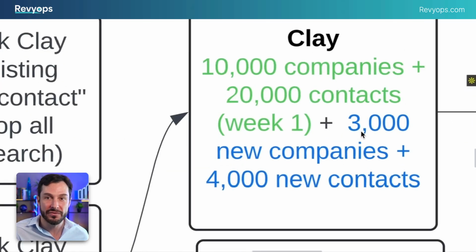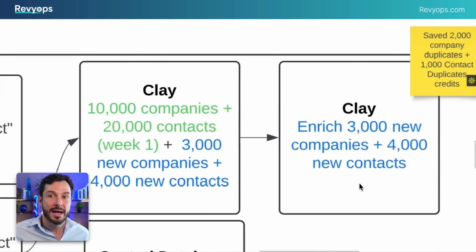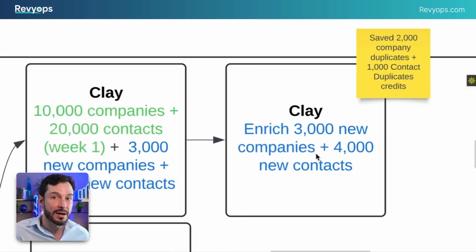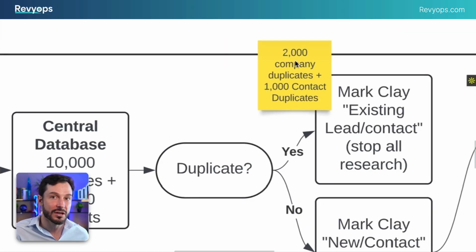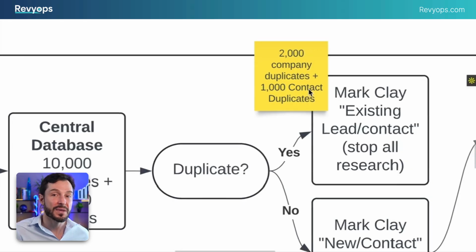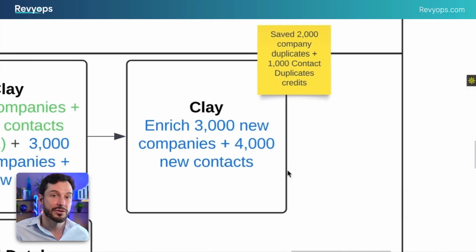So now ideally, you've loaded the 3,000 new companies and 4,000 new contacts into a new column. And then you only enrich the 3,000 new companies and the 4,000 new contacts, not the ones that are duplicates. So you just saved yourself several thousand Clay credits and effort and time to go enrich. And you can just go ahead and do that.